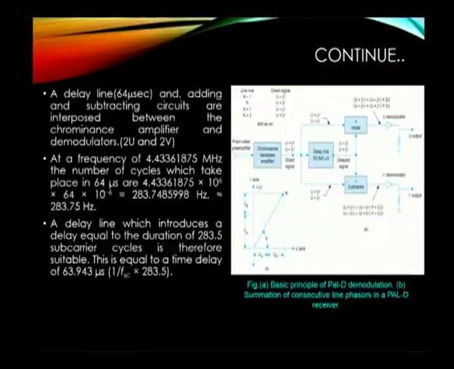At a frequency of 4.43 megahertz, how many cycles take place in 64 microseconds? That is 4.43 times 10 to the power 6 times 64 microseconds, which gives us 283.74, approximately 283.5 cycles. So the delay line introduces a delay equal to 283.5 cycles of the signal.